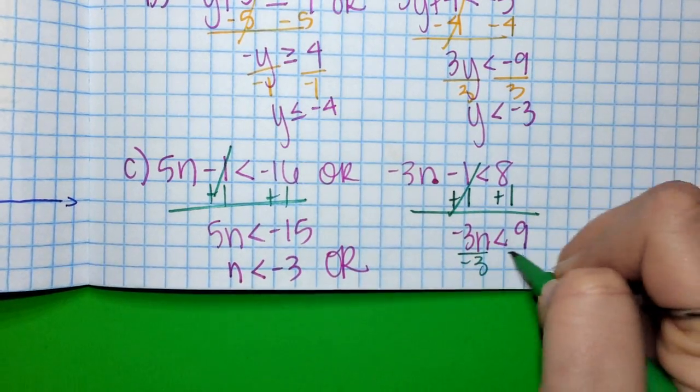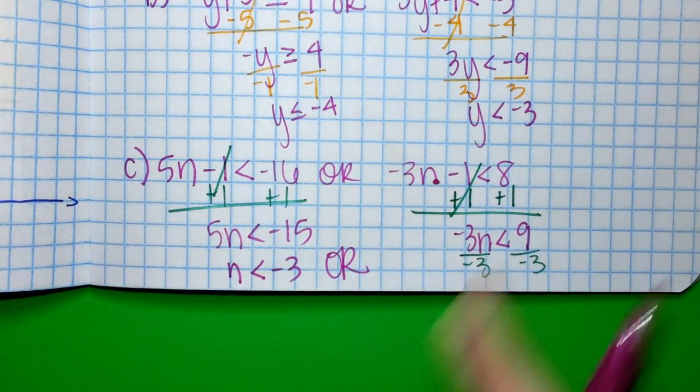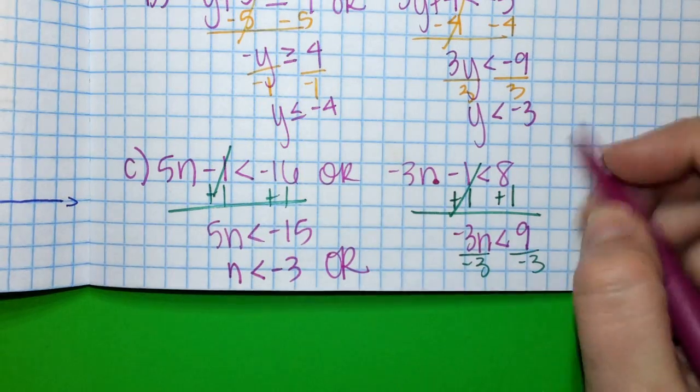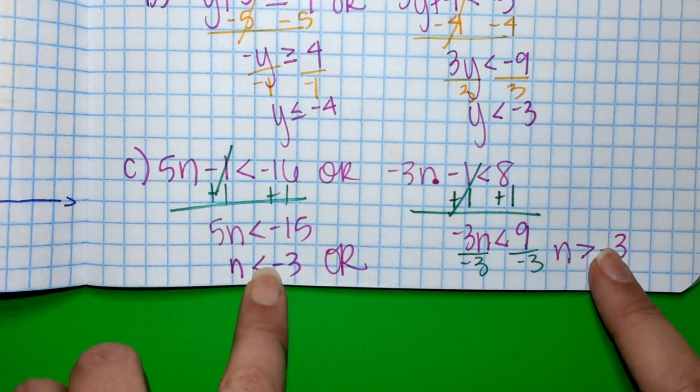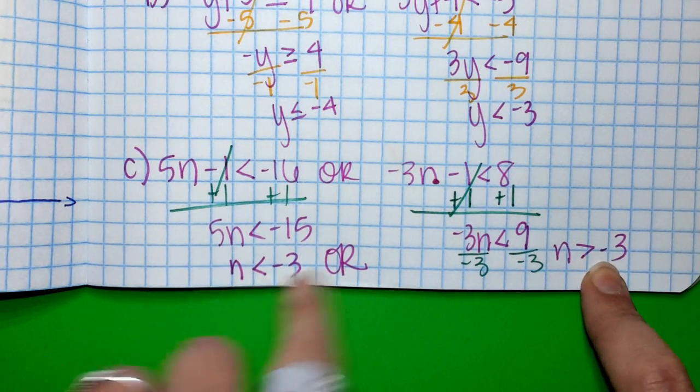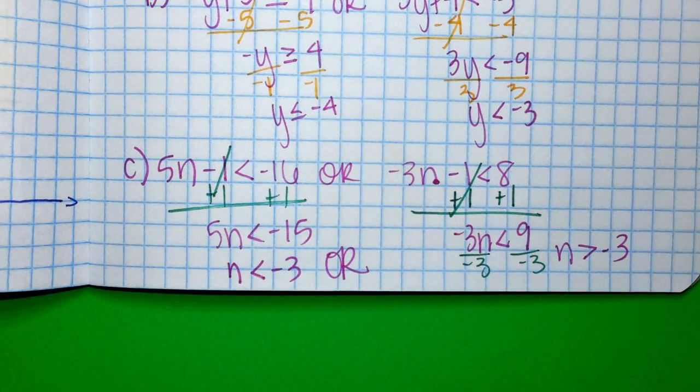Negative 3. Do we flip our sign? Yes. Why? Alright, so now we have that n is less than negative 3 or n is greater than negative 3.